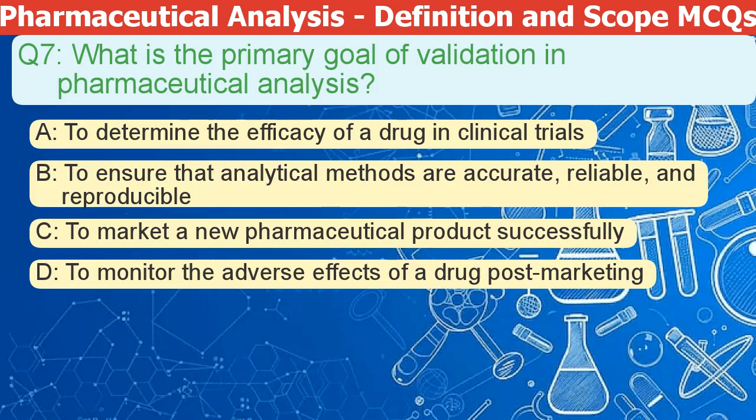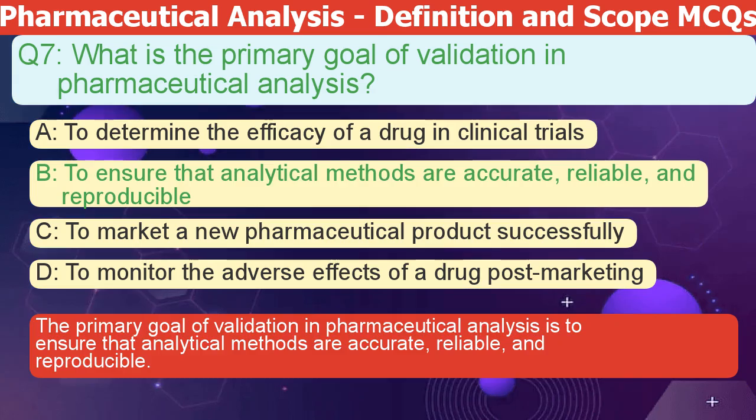What is the primary goal of validation in pharmaceutical analysis? A. To determine the efficacy of a drug in clinical trials. B. To ensure that analytical methods are accurate, reliable, and reproducible. C. To market a new pharmaceutical product successfully. D. To monitor the adverse effects of a drug post-marketing.